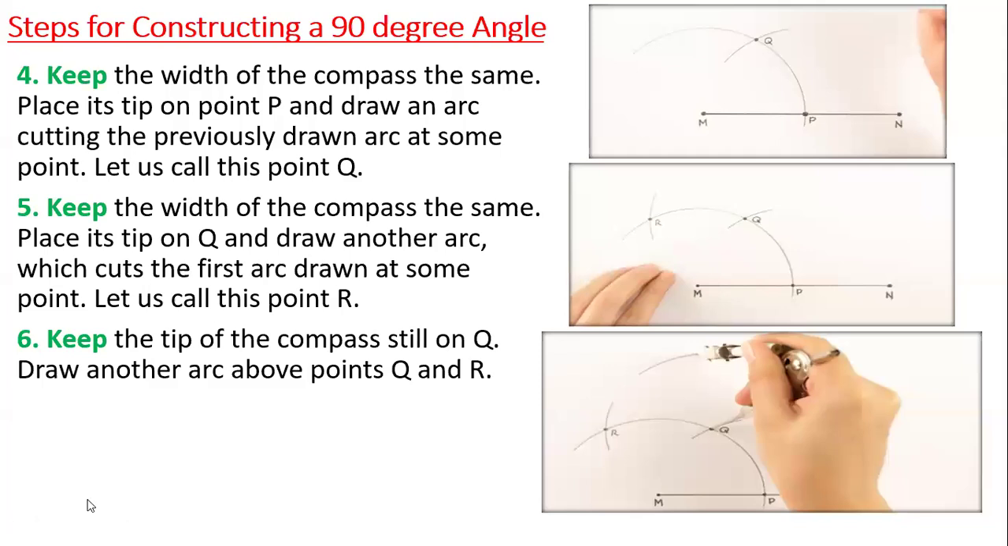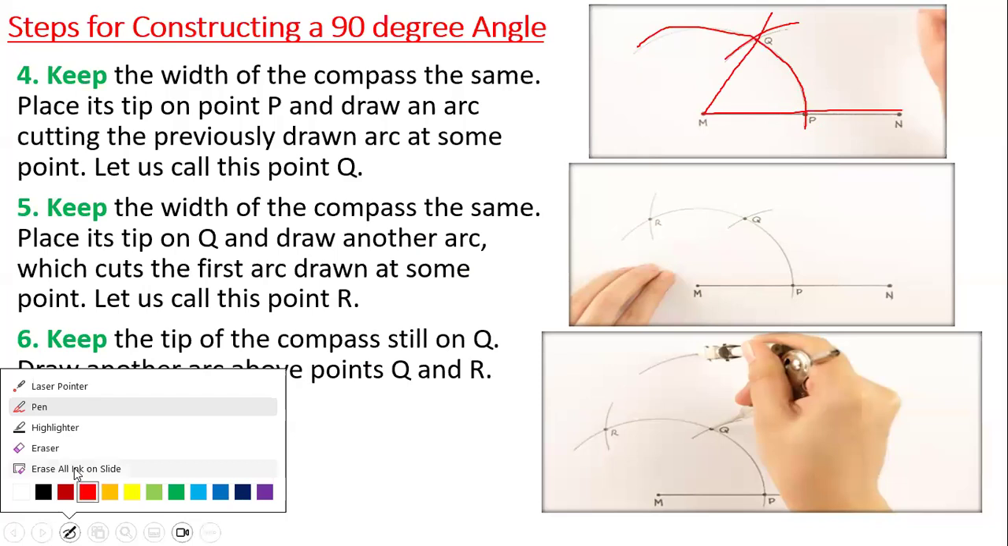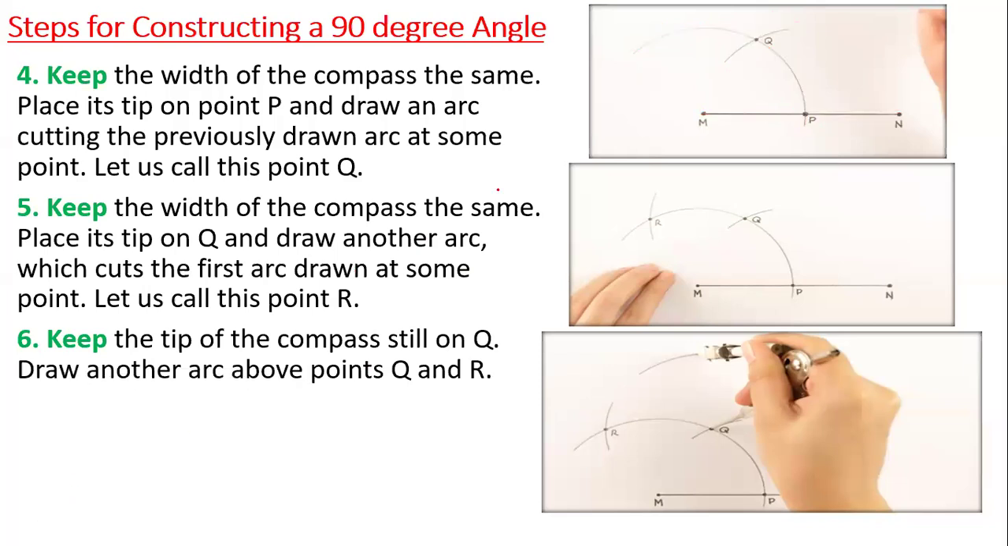Let me do a quick recap. Remember, for our 60 degree angle, after we draw our line segment and do an arc, and after we do another arc, all we need to do is draw a line here, and that would be 60 degrees. But here, we do not draw an arc immediately. We do not draw a line MQ here. That would be for the 60 degree.